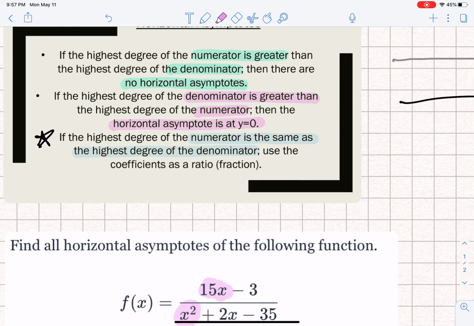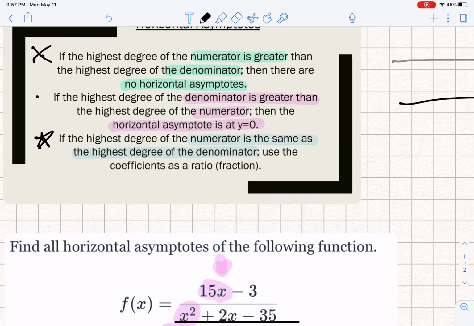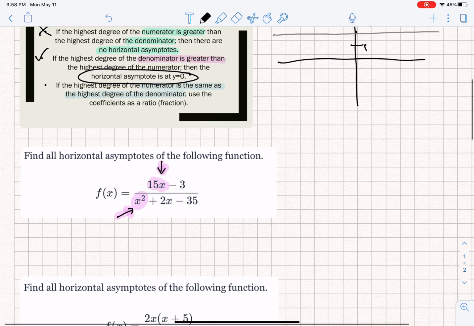Well, is the highest degree of the numerator greater than the highest degree of the denominator? Is this one greater than this one? No. Okay, so it's not this one. Is the highest degree of the denominator greater than the numerator? Yes. So then we have a horizontal asymptote at y equals 0. Okay, that's all. We just compared them. So for this one, we have 1 horizontal asymptote, and it's at y equals 0.